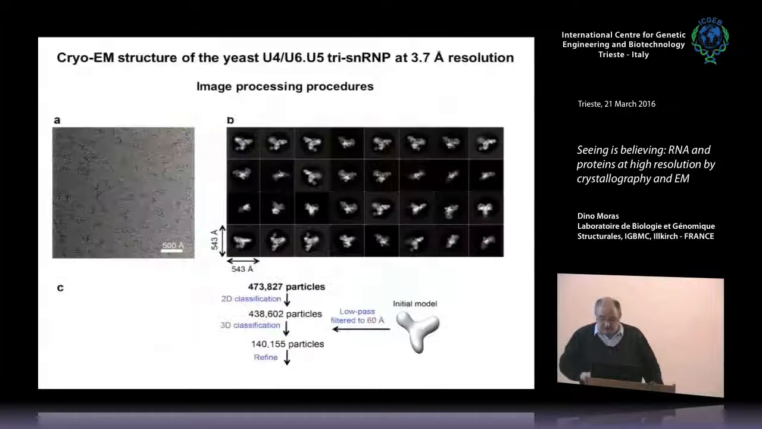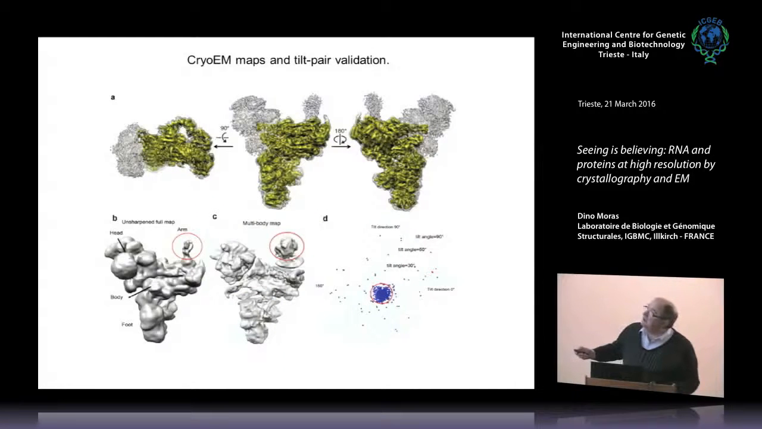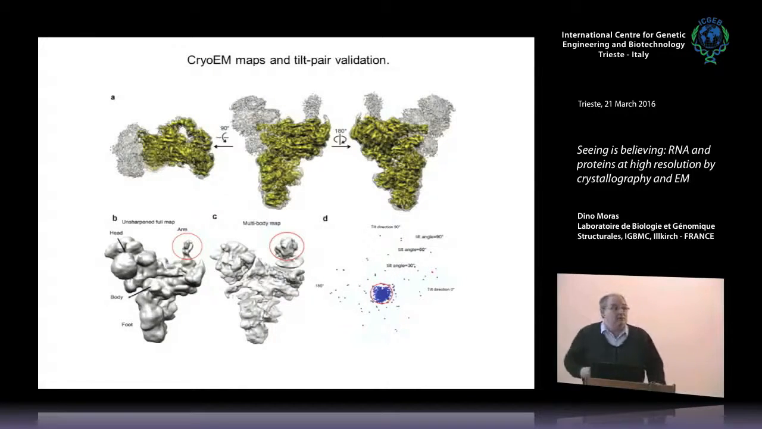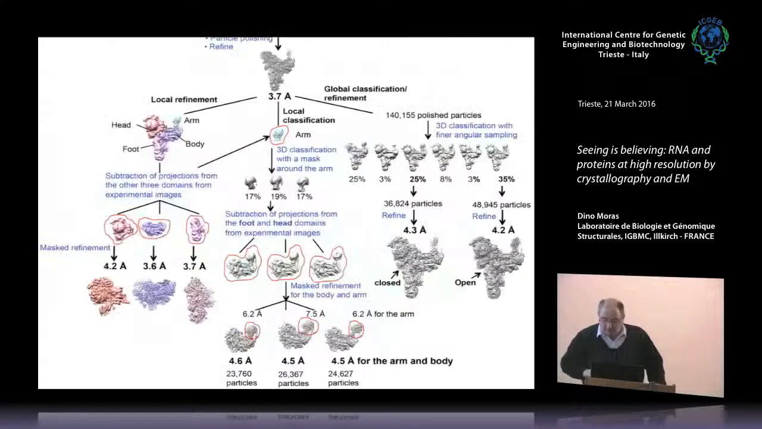I found it fascinating, actually, I should show. And you see here the unsharpened full map, the multi-body map, that's one of the refinements. You see a lot more details. This one is growing up. So it's refined on the same object. I'm coming back to the other thing.